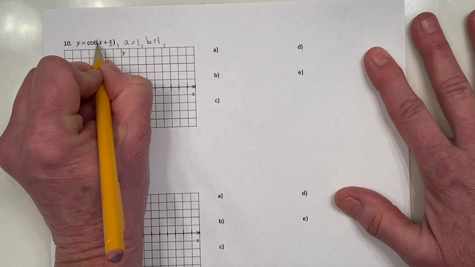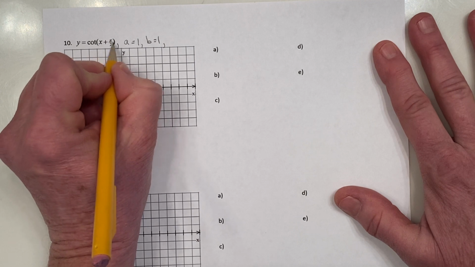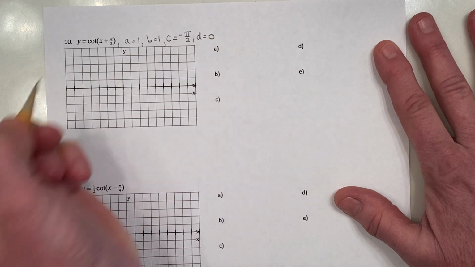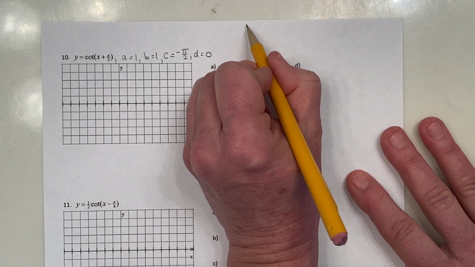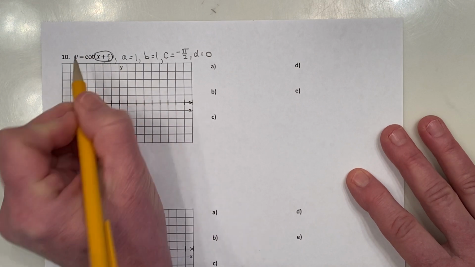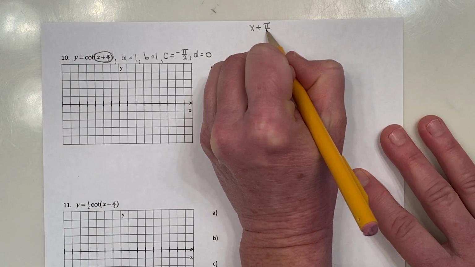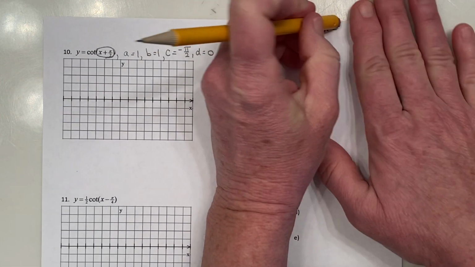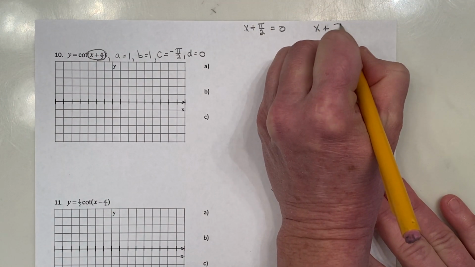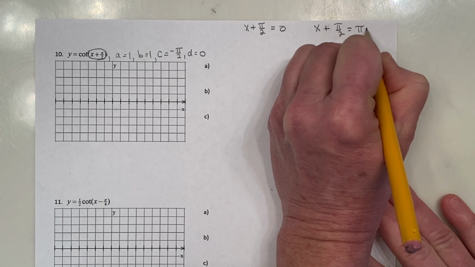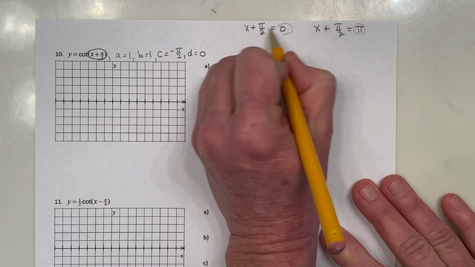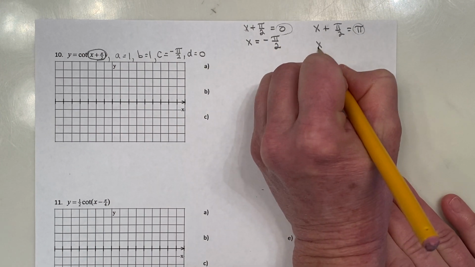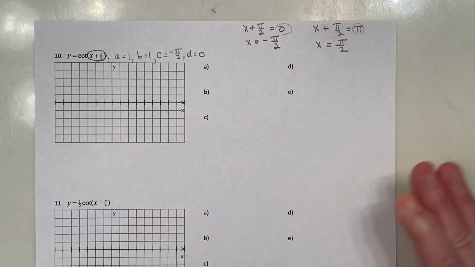Because B is 1, I don't have to factor any B value out, so my C value is the opposite, so it's going to be negative pi over 2. And D is 0. All right, our left vertical asymptote is at x plus pi over 2 equals 0. And then over here, x plus pi over 2 equals pi. So always 0 and always pi for cotangent. Subtract a pi over 2, so x is negative pi over 2. Subtract a pi over 2 from a whole pi, and that's just pi over 2 again.